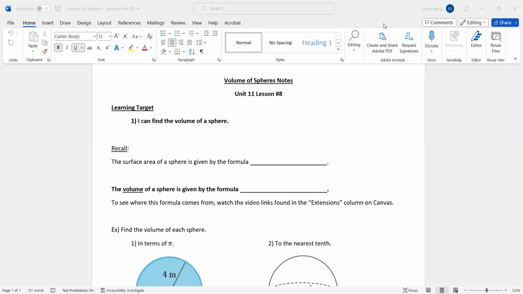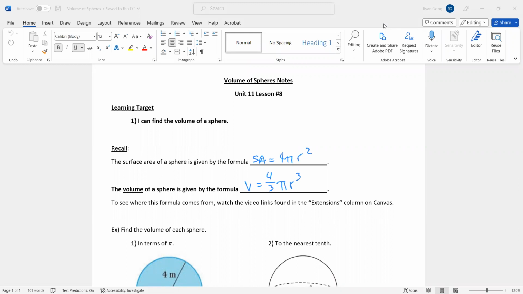Remember, with surface area of a sphere, there was only surface area, and there was only one variable. It was all based on the radius, right? Well, the same thing happens with volume. With volume, though, there is a fraction involved, 4/3, and the radius is cubed instead of squared. Okay, so it is a little trickier.